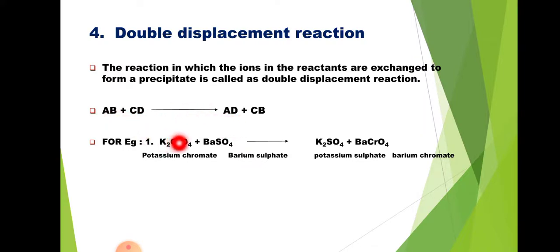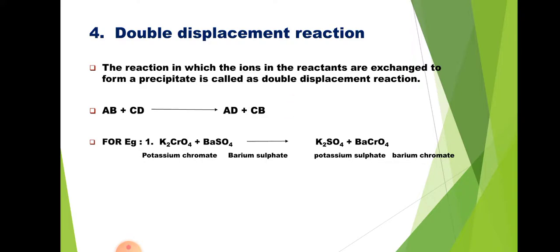That is AB plus CD will give AD plus CB. So potassium sulfate plus barium chromate will give what? According to this formula, K2CrO4, that is potassium chromate, and BaSO4, that is barium sulfate. Okay, so as I have written the formulas, please go with the formula, you will get the correct reaction.